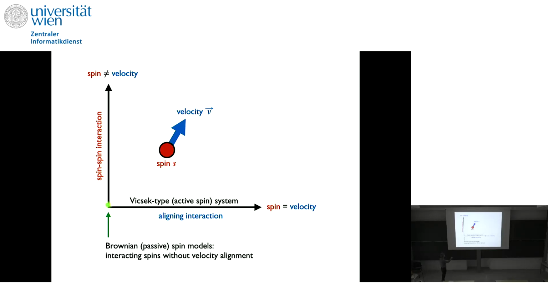This axis means I do not have any velocity aligning interaction. Okay? So I have a spin with some paramagnetic interaction, and they can move in two-dimensional space, but there is no active velocity aligning interaction. I call the model along this line a Brownian or passive spin model. Is the velocity correlated with the spin? No, not at all. Along this line, there is no correlation. Here you can define a model where we have some correlation between them. So first, I just focus on this line.